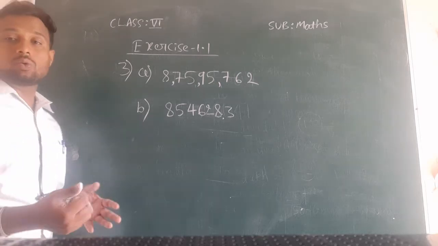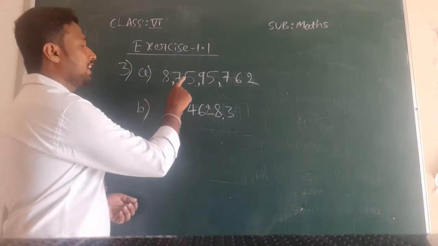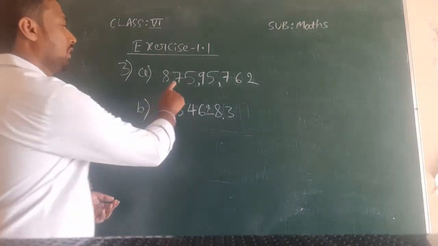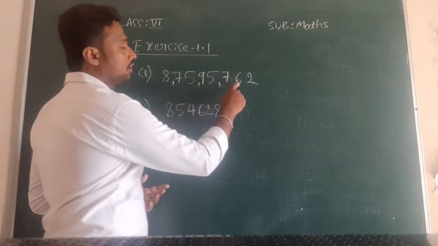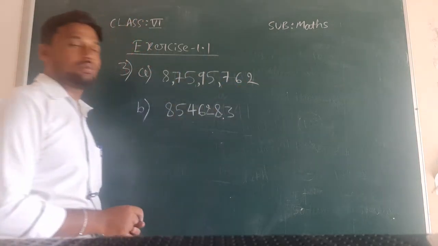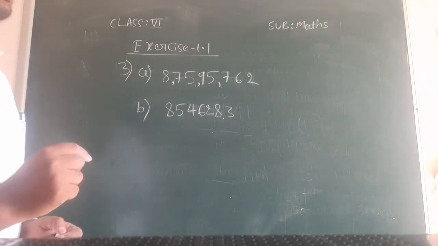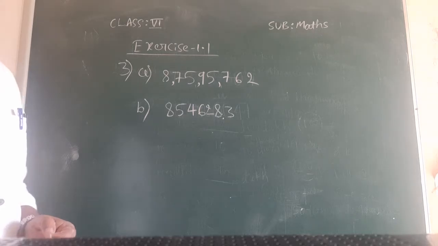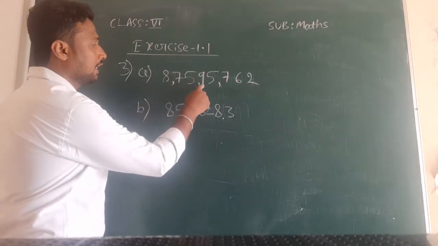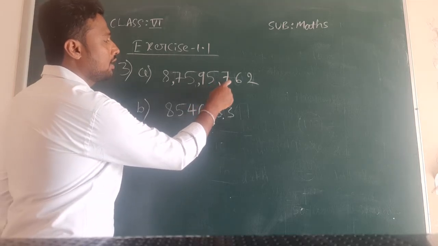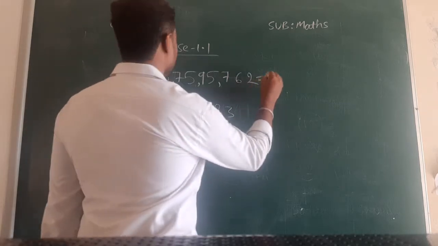How to read this: 8 crore. This is in the position of 8 crore. 75 lakhs. 95,762. This is how to read. Listen carefully, I will read it again. If possible, try to read with me again. 8 crore, 75 lakhs, 95,762. Okay.